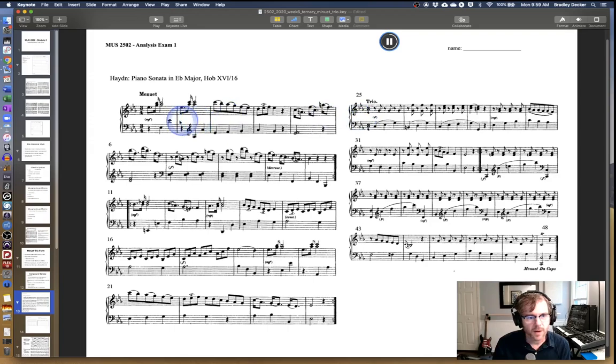It's in 3/4, and we have these two keys that are relatives to each other, right? E-flat major and C minor.